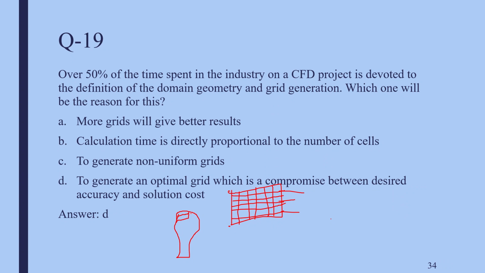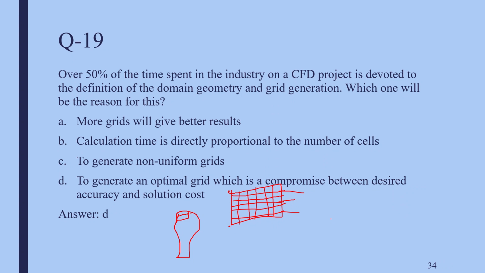Because if more grids are required or non-uniform grids are required, we can directly go ahead and do that, but we don't know whether we would be getting the right solution or not. So we need the right number of grids. So option D is the right answer, that is to generate an optimal grid which is a compromise between desired accuracy and solution cost.